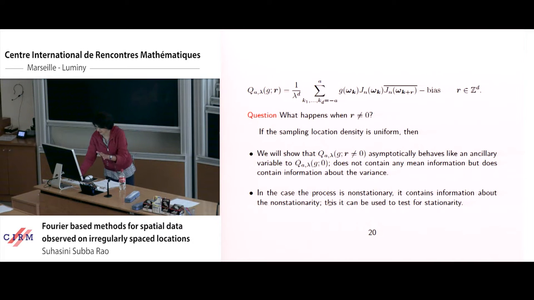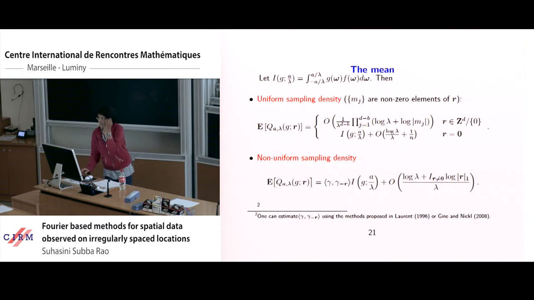OK, so we have our estimators. Now we want to see: is it estimating the thing we want it to estimate, and what does the variance look like? First, what does the mean look like? This is the functional of interest, or we can let A go to infinity if we wanted to. When we have uniform sampling, so the locations are uniformly sampled on lambda, the expectation of this statistic, when R is equal to zero, looks complicated, but is essentially estimating zero. When R is not equal to zero, the expectation is estimating the parameter of interest, the integral of the spectral density. So this is what's happening when the sampling is uniform.